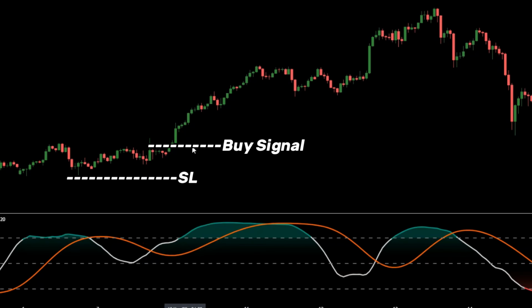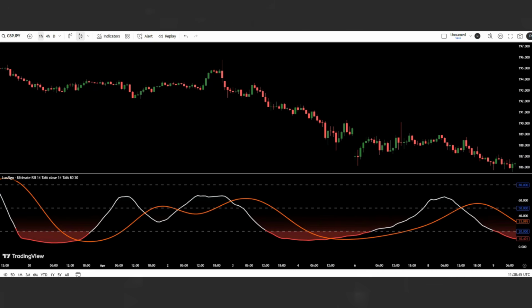We place the stop loss just below the most recent swing low, so if the market reverses, our risk is limited. For the take profit, we set it about 1.5 times the distance of our stop loss, giving a safe and practical risk to reward ratio. A few candles later, we see the price goes up and hits our target. Now let's see a sell example.